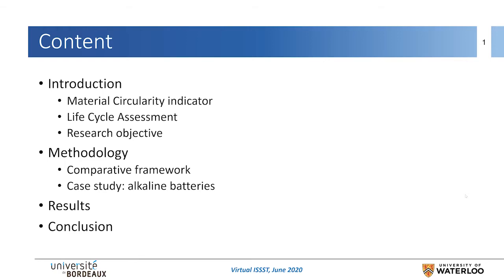So I will briefly introduce these two tools that I'm looking at and trying to compare and combine. The first one is the material circularity indicator, and then the perhaps more familiar life cycle assessment method. I'll introduce my research objectives, and then I'll talk a bit more about methodology, which is the main deliverable of this research, to try to combine and compare these methods together. And I will demonstrate the use of this framework on the case of alkaline batteries.